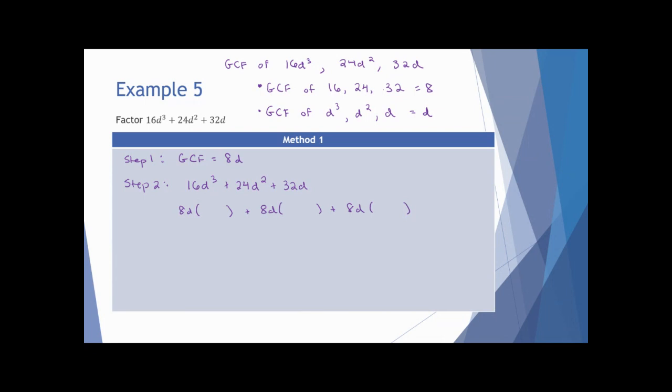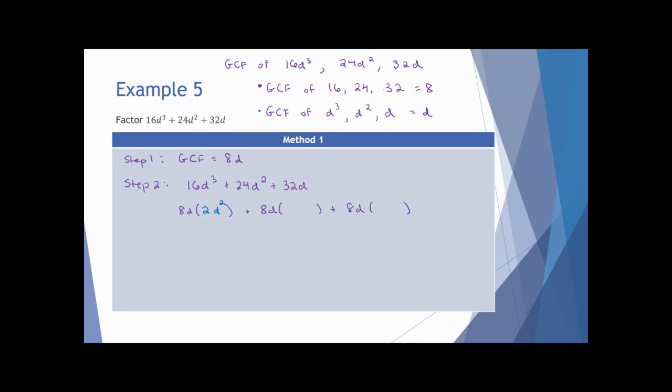So I look at my 16d cubed. So I have an 8. 8 times what gets me 16? So 8 times 2 gets me 16. So I have to fill it in with a 2. And then I have a d, and I need to get a d cubed because I'm kind of splitting it up. I'm kind of working backwards. So if I have a d, I need 2 more d's to add up to 3 of them. So that's going to be a d squared.